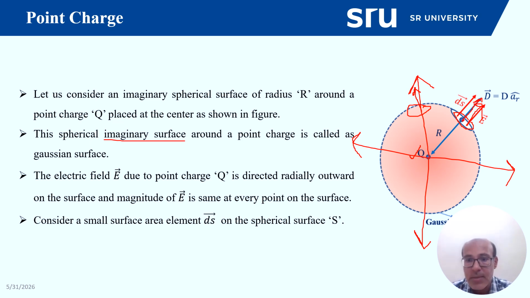Is it 90 degrees or is it 0 degrees? That decides the value. If it is 0, cos 0 becomes 1. If it is 90 degrees, that contribution doesn't arise at all. So that's the purpose with which we need to find out what is the angle between the two vectors. And also the crucial thing is considering this imaginary surface, the Gaussian surface. In this case for point charge, it is the spherical Gaussian surface.